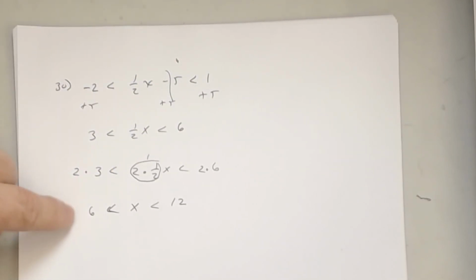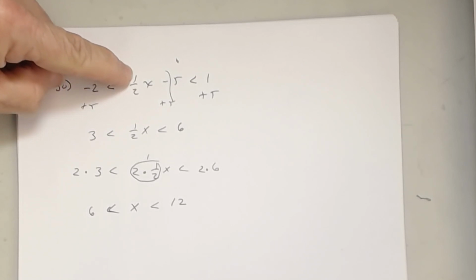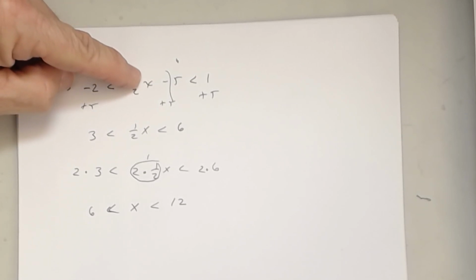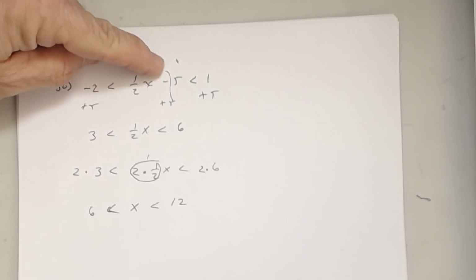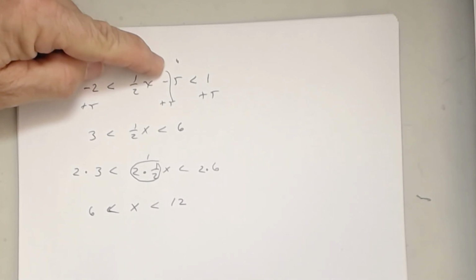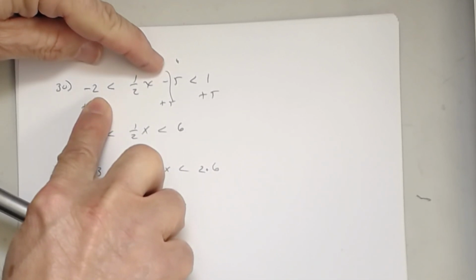So let's see why 5 doesn't work. I can say 5. What's half of 5? 2.5, right? What's 2.5 subtract 5? Negative 2.5. Is negative 2.5 bigger than a negative 2?